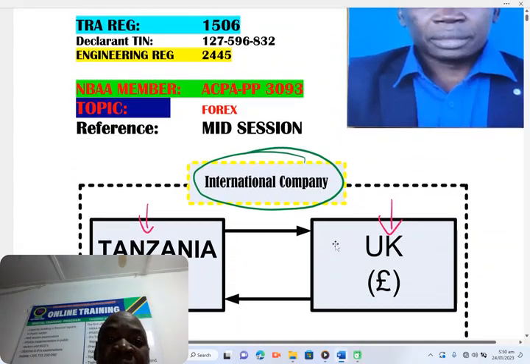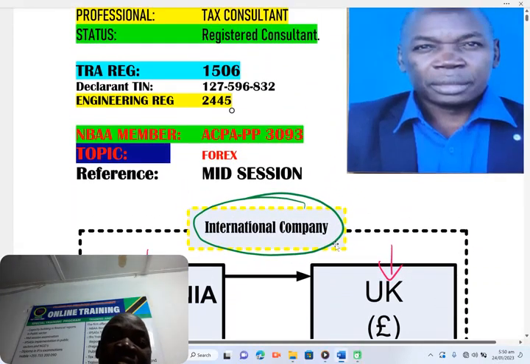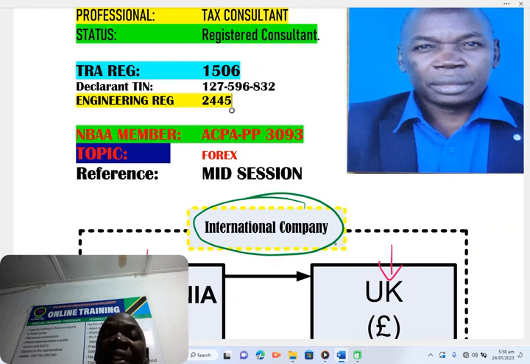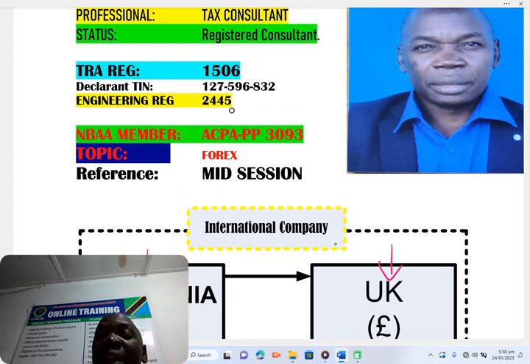So, during the exam, we'll talk about Forex. In general, you are talking about an international company. You are talking about a multinational. You are talking about trading where it involves two currencies. You are talking about the situation whereby somebody is moving from one country to another country.